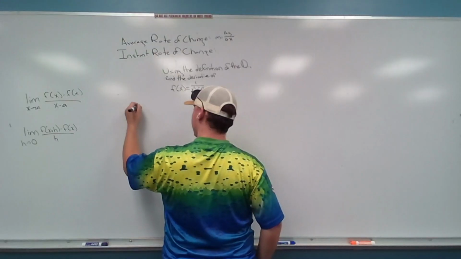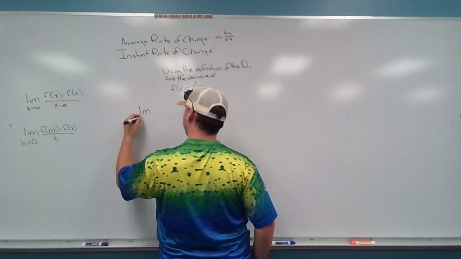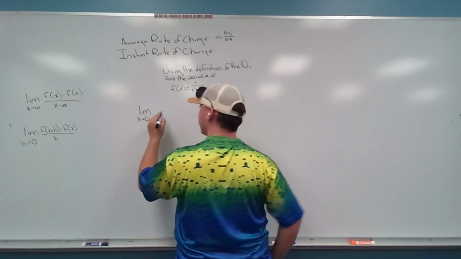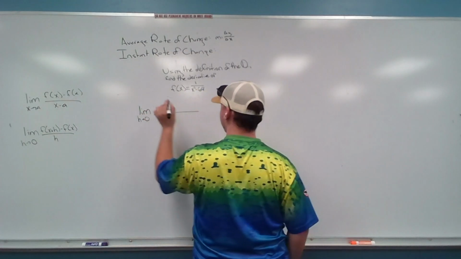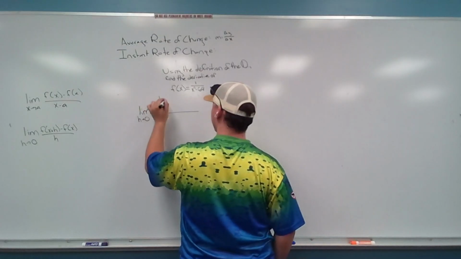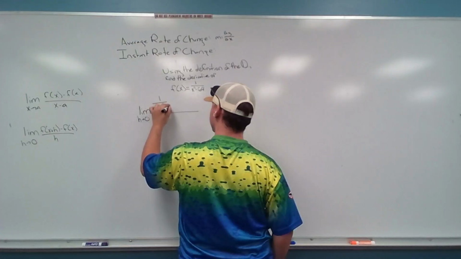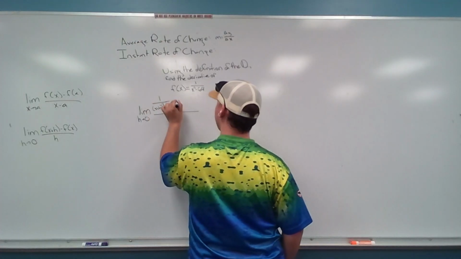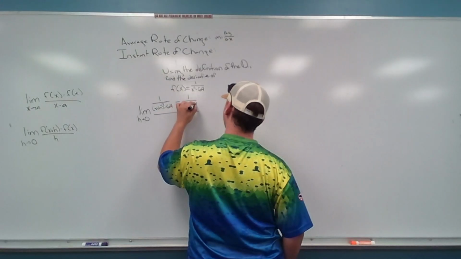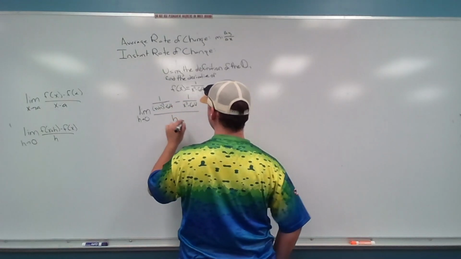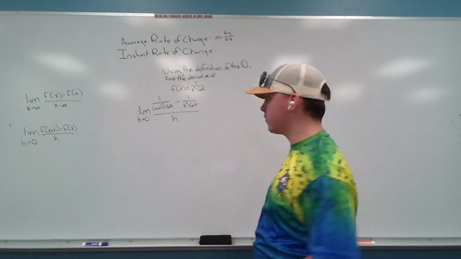First, it's a limit as h approaches 0. We're going to have f of x is the first one, and that's going to be 1 over (x plus h) squared minus 64, minus 1 over x squared minus 64, and then all of that over h. Now, if you know anything about algebra, you can see immediately how tedious this is about to get for us.